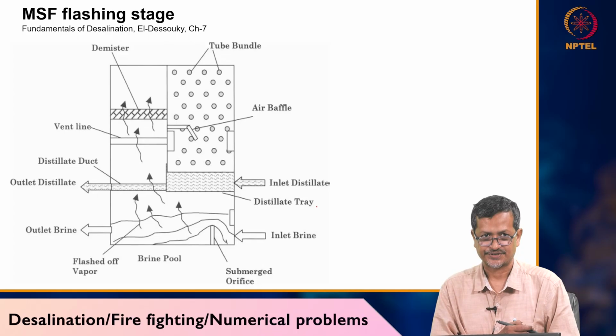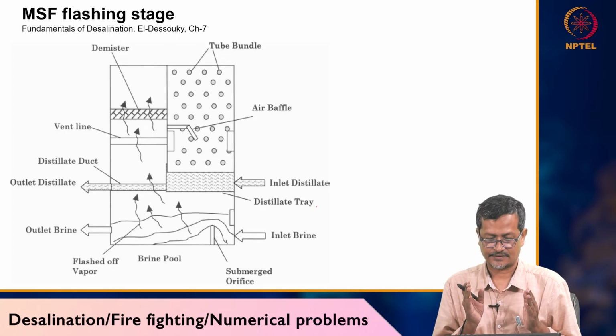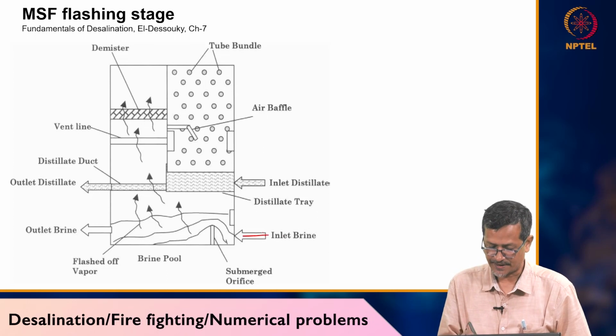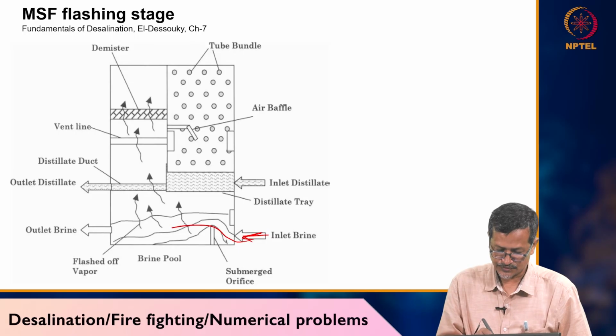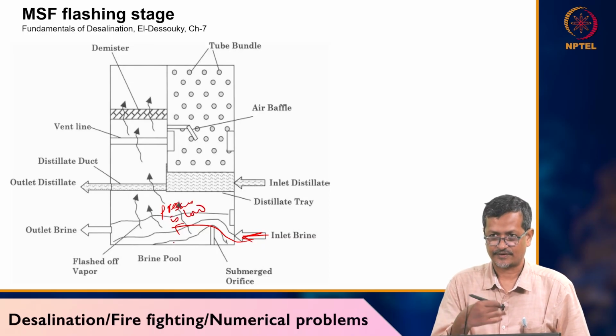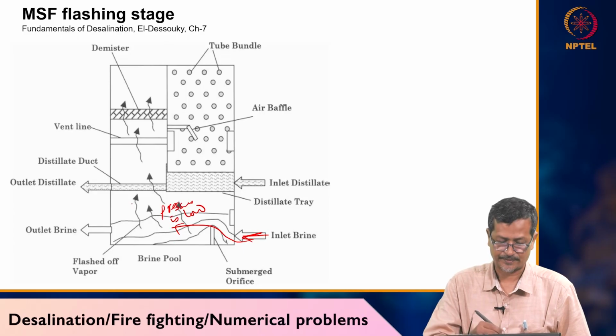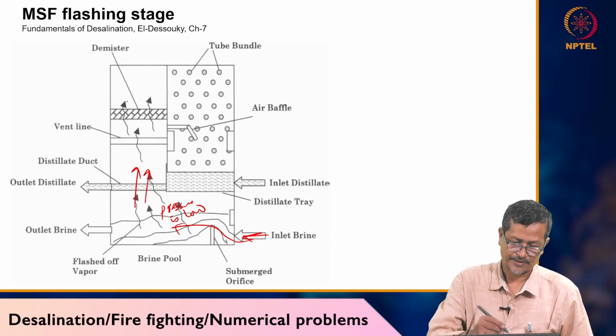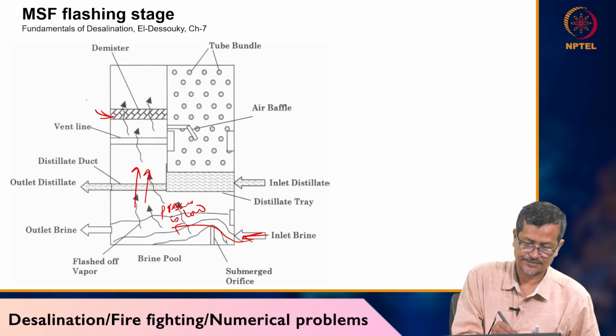So in MS flashing, you can see the single stage of flashing, how it is working. Let's say inlet brine you are taking here. Then you are putting this inside this, and pressure is lower here. When pressure is low, lots of steam, lots of vapor will be coming up, and will be passing through this one. And it will be going through the demister. This is the demister.